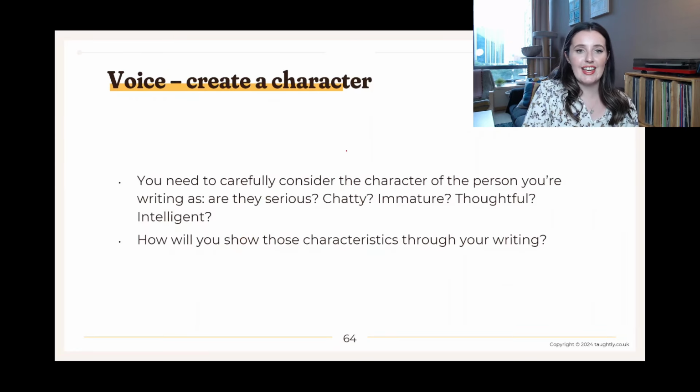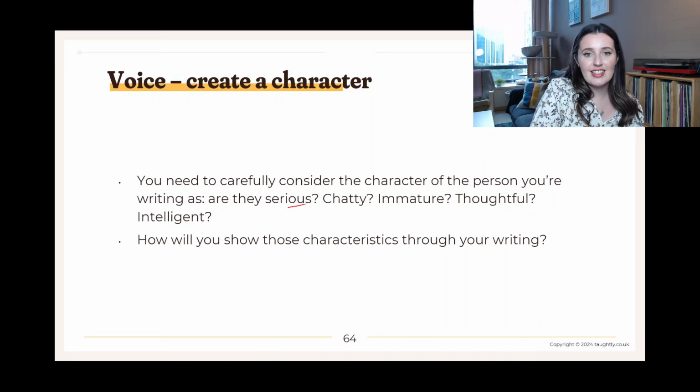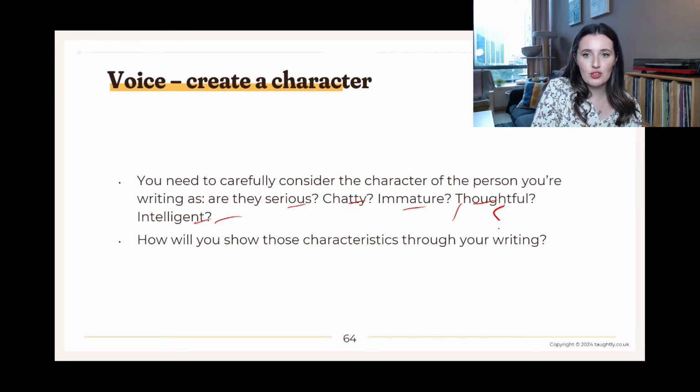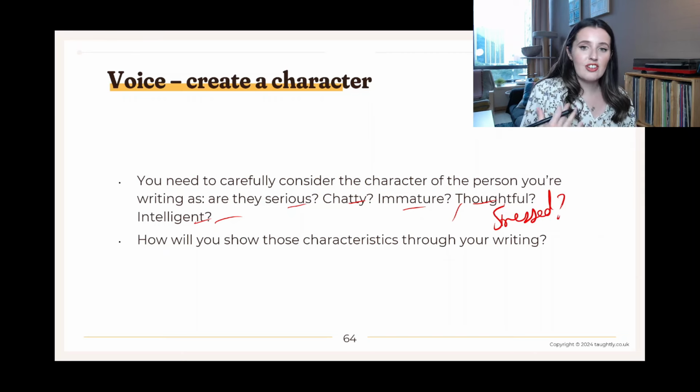Voice, you really need to think about who you're writing as, so you should try to create a character. Is your character serious, chatty, immature, thoughtful, intelligent? And how will you show those characteristics through your writing? So for example, for Miss Salmon, I think she must be intelligent and thoughtful. And I think she's probably having quite a hard time, so maybe a bit stressed too. So how am I going to show that voice to my character of Miss Salmon?